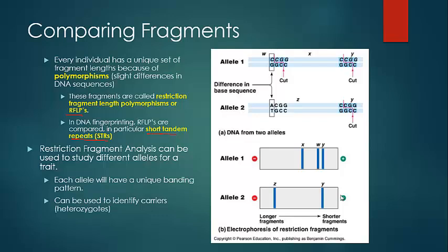Remember, if an individual is heterozygous, they're going to have two different alleles for a gene. If they have two different alleles, they have two different sequences of DNA. Two different sequences of DNA are going to be cut using a restriction enzyme in different locations. By cutting the DNA in different locations, it's going to create different restriction fragment lengths. Therefore, when you run the two alleles through gel electrophoresis, each is going to make a unique banding pattern.